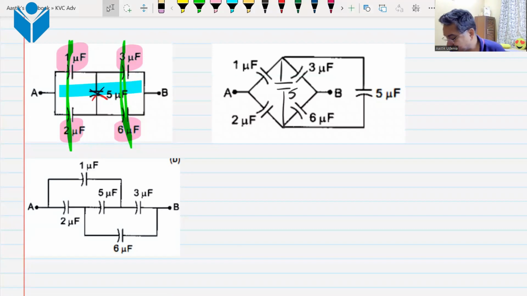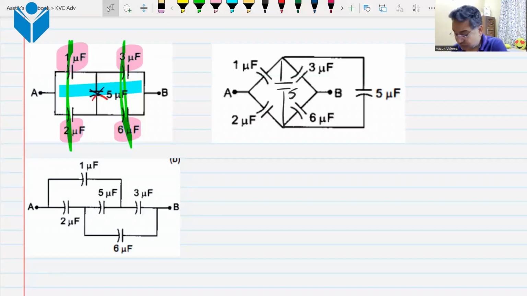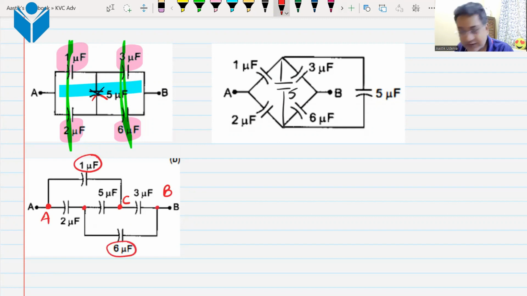Then this one. I'll give you 2 minutes to solve it. Sir, how are we supposed to do this? Let me call this point A. This point will also be A. This point is B. This point will also be B. But now this point, because there is a capacitor coming here, cannot be A. So let me call this point C. This point here, since there is a capacitor over here, I cannot call it B. Let me call it D.